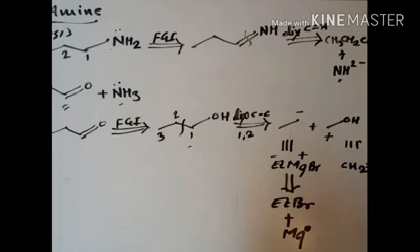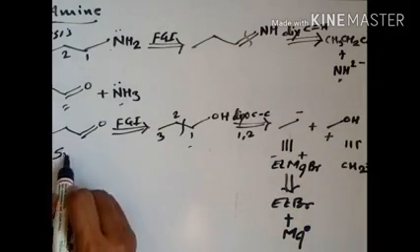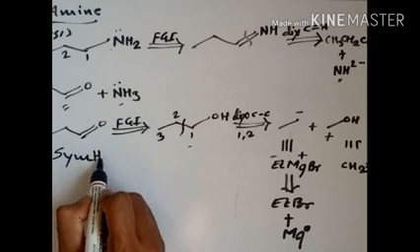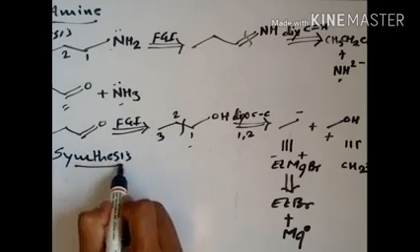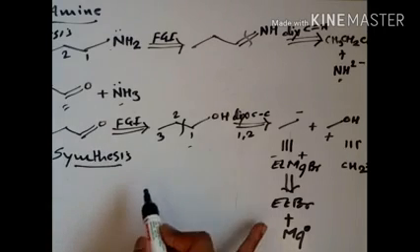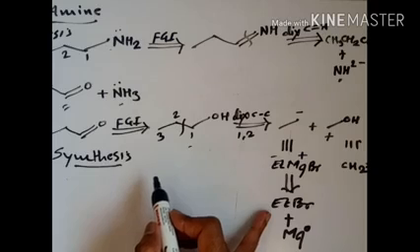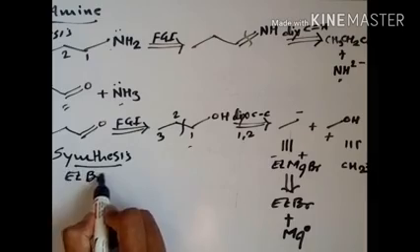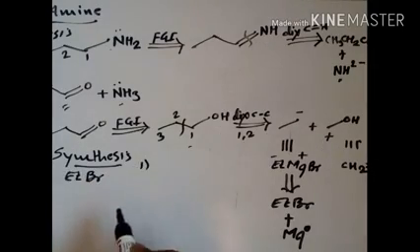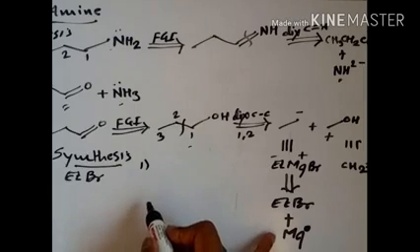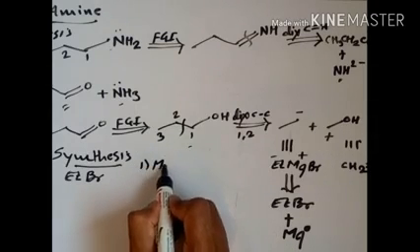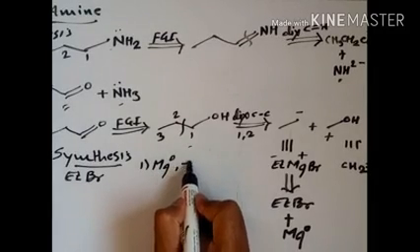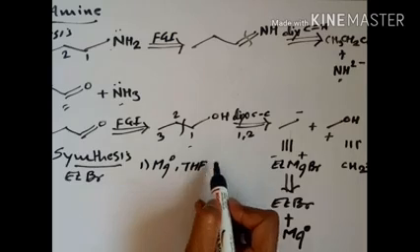Now we have to move towards the synthesis of this molecule. So how do we do the synthesis? I may write down here the synthesis part. The reaction can be started from EtBr, so I write EtBr. This is our precursor. In the first step, obviously, we write Mg in THF, where THF is the solvent.